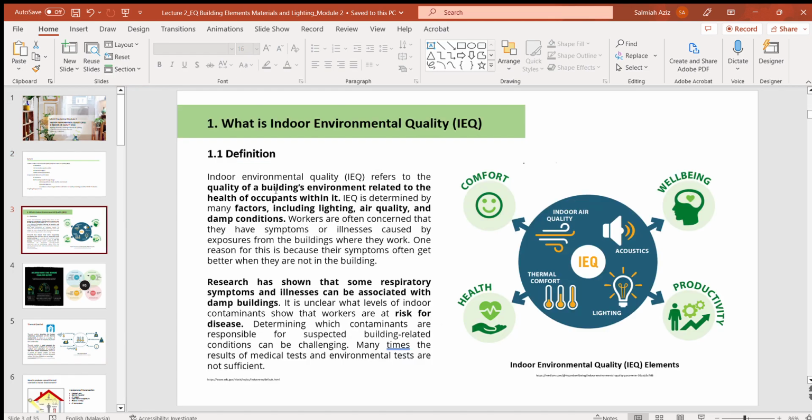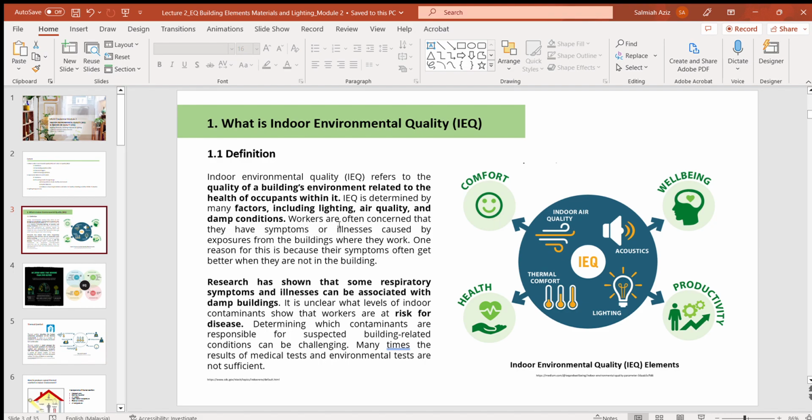So actually, what is indoor environmental quality? IEQ in short form, or EQ as well. Indoor environmental quality, EQ, refers to the quality of a building's environment related to the health of the occupants within it. EQ is determined by many factors, including lighting, air quality, and damp conditions.